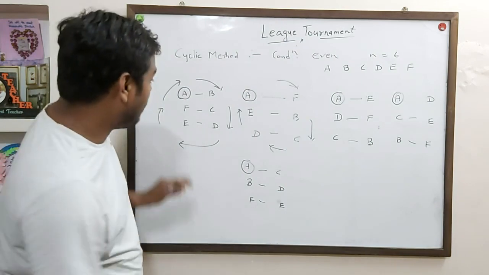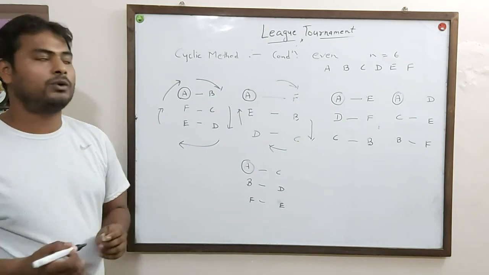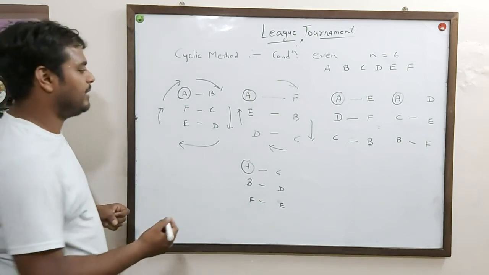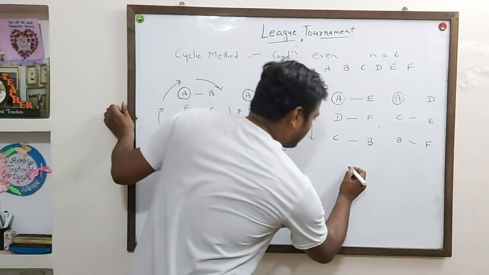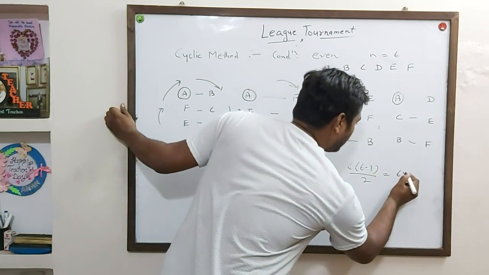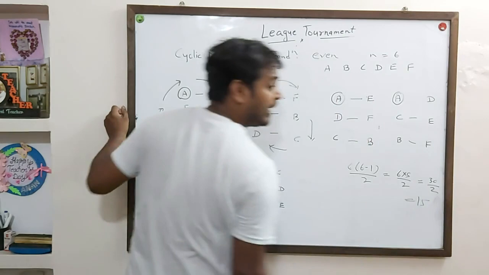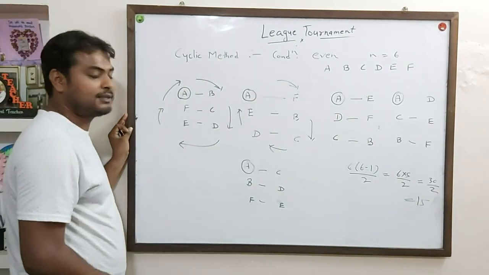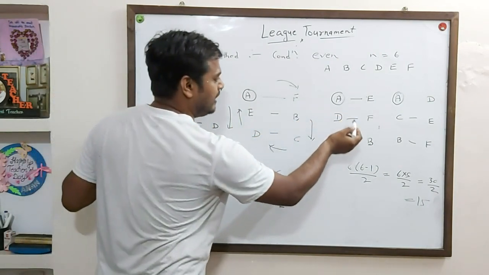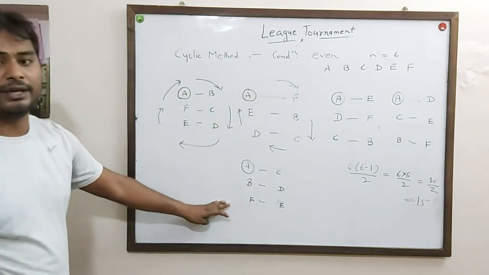Now, as I told you, our picture of the cyclic method when the total number of teams is even is complete. And one more thing I told you, the formula to find the total number of matches, which was n(n minus 1) upon 2. So here the total number of teams n was 6, so it means 6 into 5 upon 2 is equal to 30 upon 2, which means a total of 15 matches will take place. So we have to check how many matches are here: 1, 2, 3, 4, 5, 6, 7, 8, 9, 10, 11, 12, 13, 14, 15. So it means our picture is right.